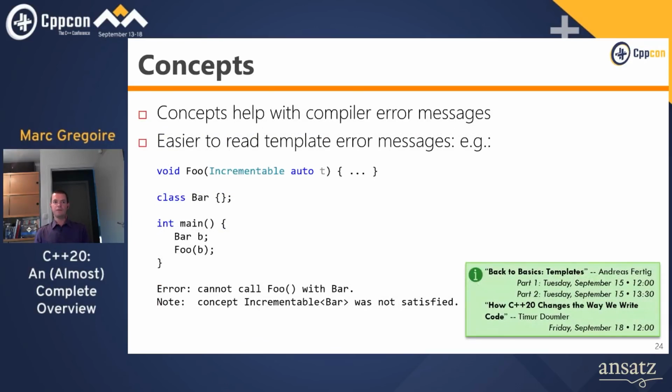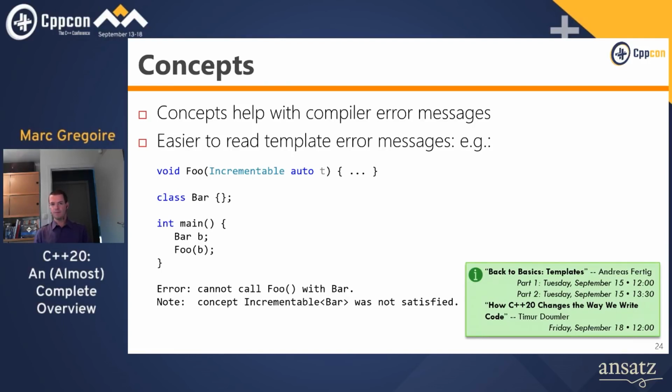And one big benefit of using concepts is that they help the compiler with producing better error messages. Let's look at an example. I have here an abbreviated function template that requires T to be incrementable. And next I define a class Bar that doesn't define anything, so obviously this one does not satisfy the incrementable concept. And then in my main, I'm just constructing a Bar and then calling my foo with an instance of my Bar.